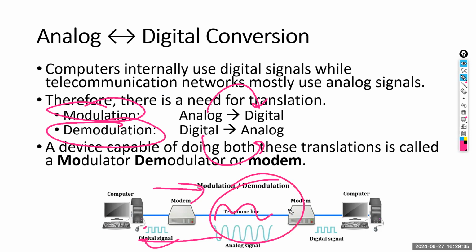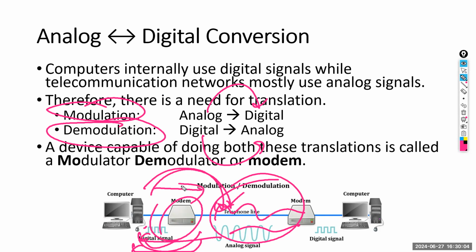Internet side, the telecom providers use analog signals, but your computer uses digital signal. So here digital to analog, when you get the response, you get the analog signal which is converted to digital signal and given to the computer. So this is called modulation and this is called demodulation. So the device that is doing this conversion is called a modulator, demodulator, or modem. Okay, modem.